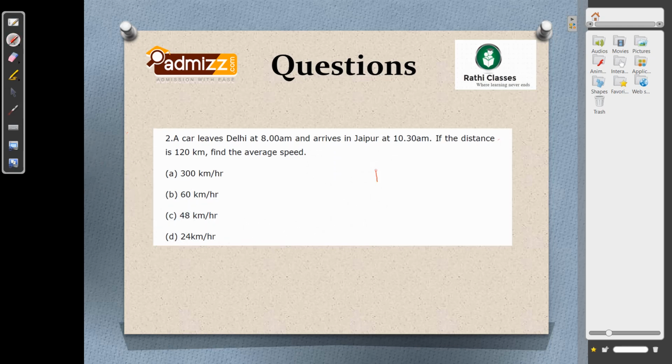For those who find it difficult, I will just write 120 by 5 by 2. So the value would be something like 120 into 2 by 5. 24 into 2 is 48 km per hour.